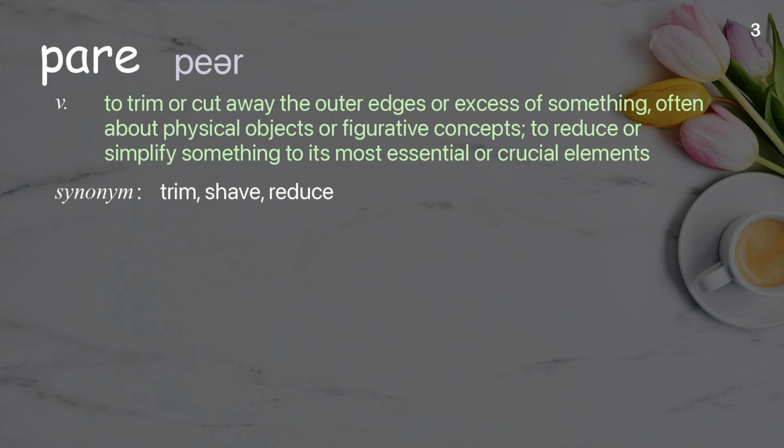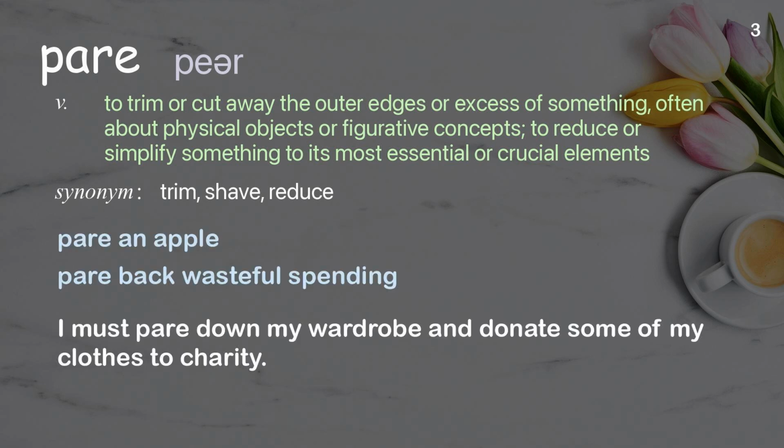Pare. To trim or cut away the outer edges or excess of something, often about physical objects or figurative concepts. To reduce or simplify something to its most essential or crucial elements. Examples: Pare an apple. Pare back wasteful spending. I must pare down my wardrobe and donate some of my clothes to charity.